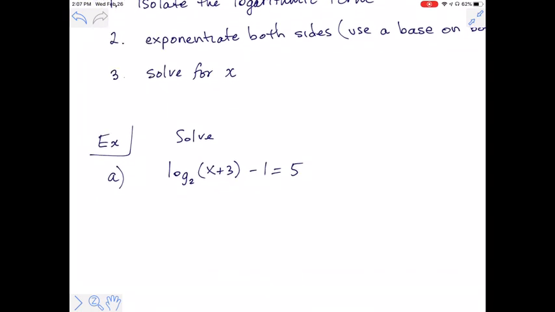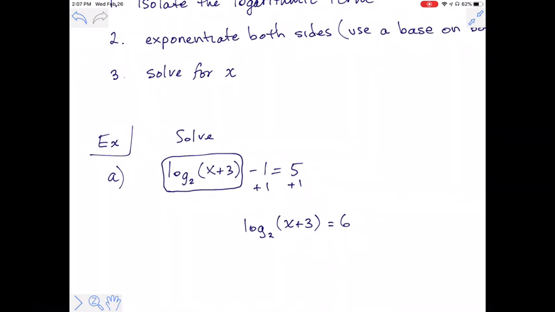Okay, example 1 here. Step 1 would be to isolate the logarithmic term. So the logarithmic term obviously includes the logarithm and what's inside of the logarithm. So log base 2 of x plus 3, that's considered the logarithmic term. So to isolate it, we're going to add 1 to both sides. Log base 2 of x plus 3 is equal to 6.